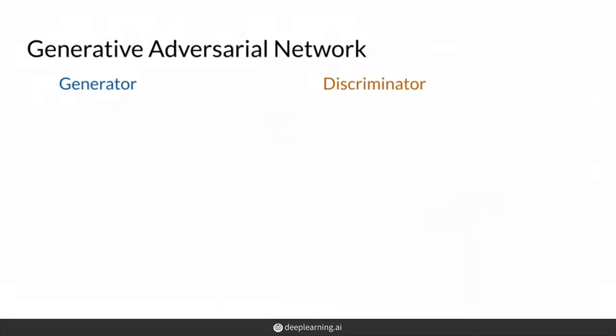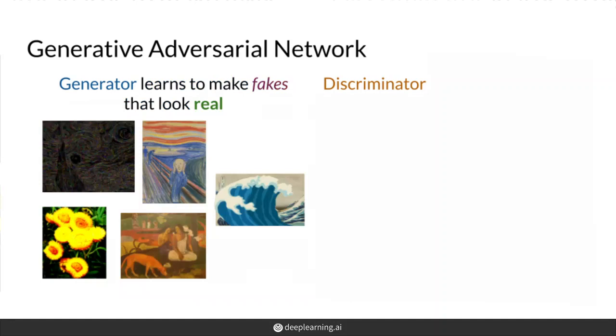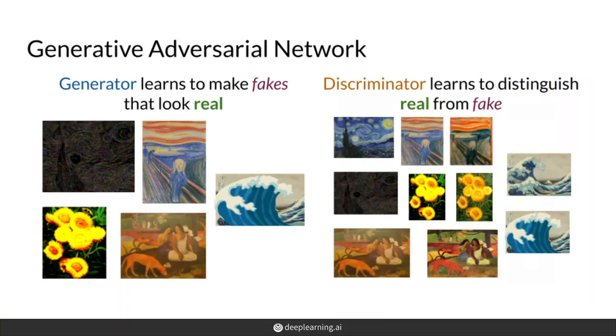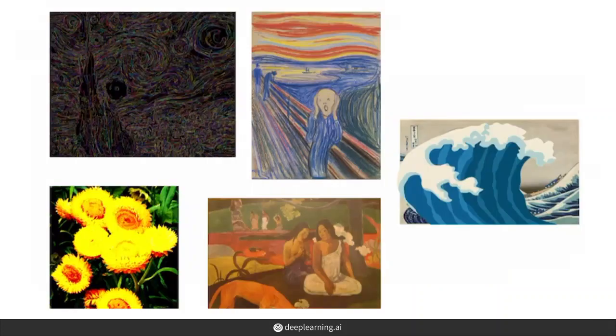So recall that GANs have two components. One's called the generator and the other is called the discriminator. And these are typically two different neural networks. The generator learns to generate fakes that look real to fool the discriminator, and the discriminator learns to distinguish between what's real and what's fake. So you can think of the generator as a painting forger and the discriminator as an art inspector. So the generator forges fake images to try to look as realistic as possible. And it does this in the hopes of fooling the discriminator.